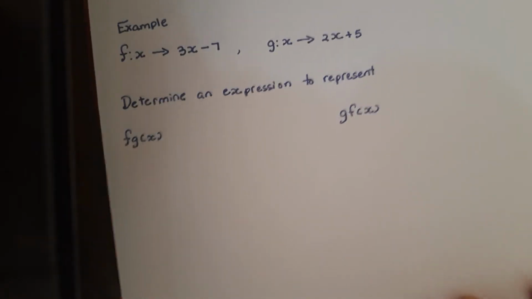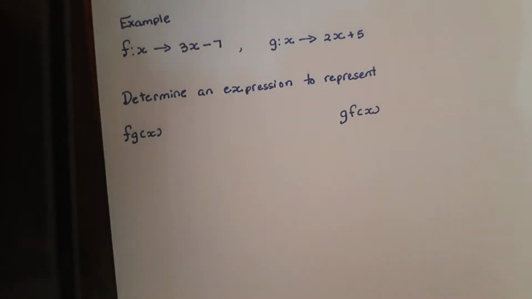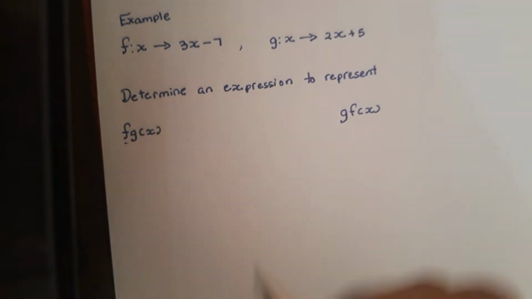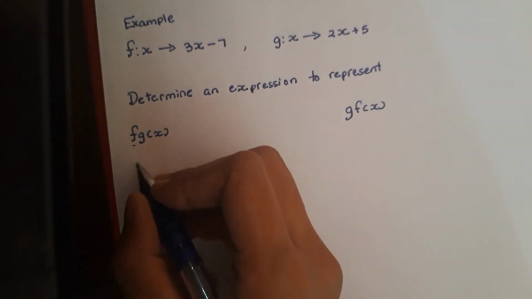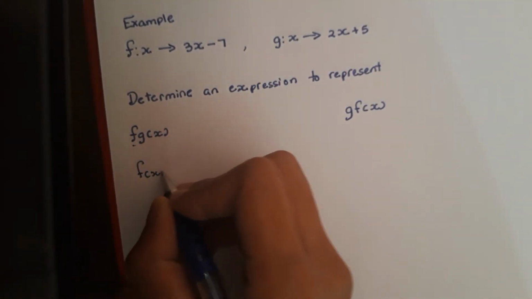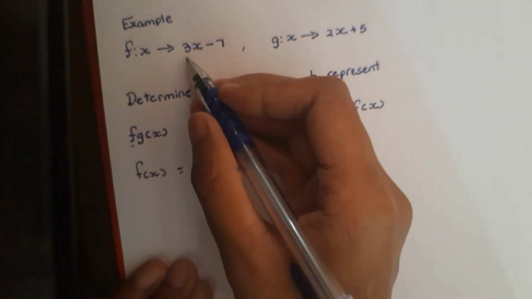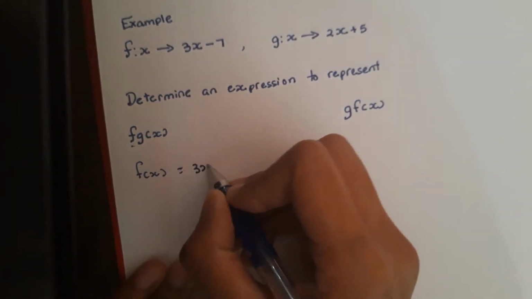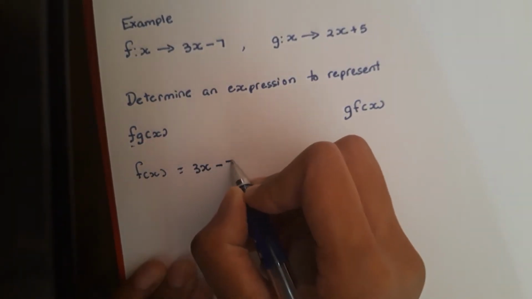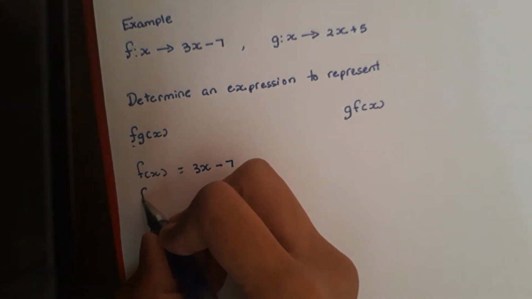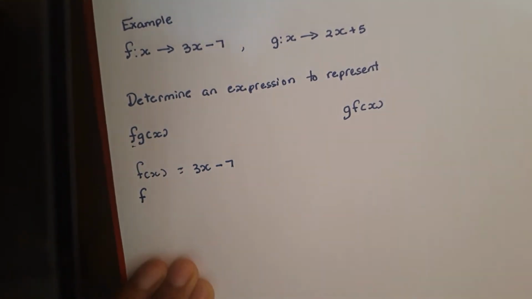Last week we started with the function closer to the value. However, we're going to start with the outer function, which in this case is f. So we're going to write down f of x, and f of x represents 3x plus 7. Sorry, 3x subtract 7. And we want to find fg of x.